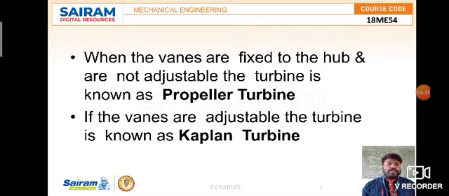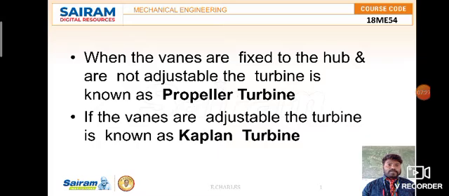Now, when the vanes are fixed to the hub and are not adjustable, the turbine is known as a propeller turbine. If the vanes are adjustable, the turbine is known as a Kaplan turbine. Both are axial flow turbines only. In both, water flows along the axis of the shaft, in the same direction, parallel to the axis of the shaft. But one is called a propeller turbine and the other is called a Kaplan turbine.